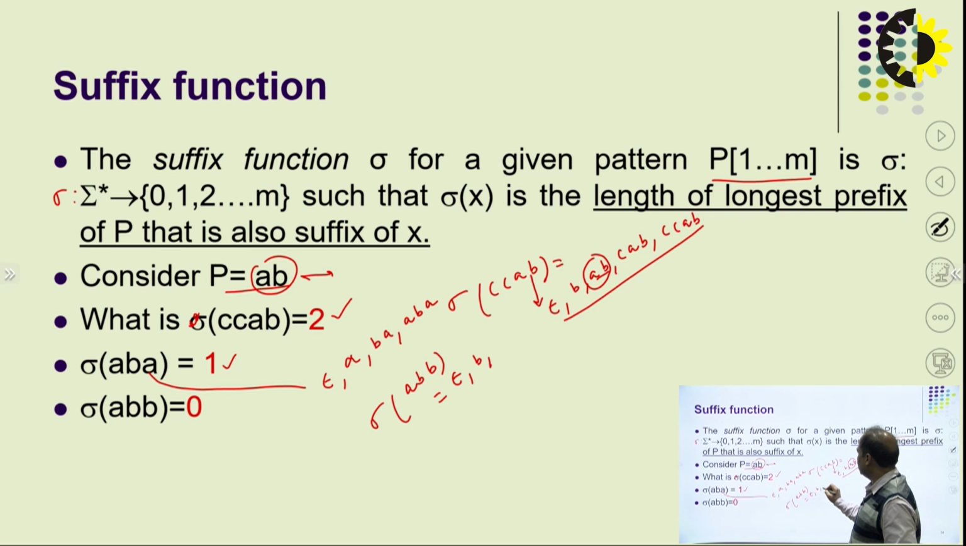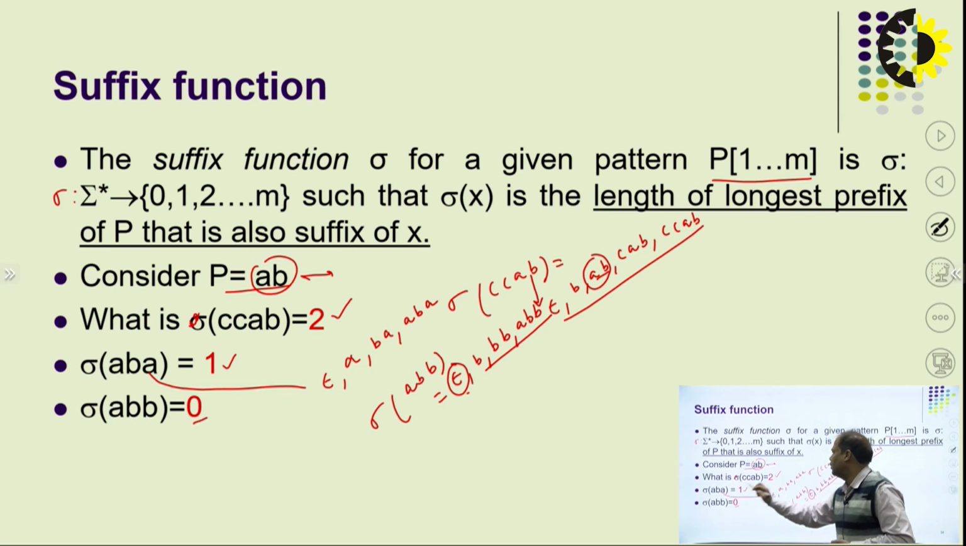Epsilon, then B, then BB, and then ABB. Actually, none of them is a prefix of AB. B is not a prefix of AB, BB is also not, ABB is also not. So only epsilon is the prefix of this pattern. So its length is 0. So that's why sigma of ABB is 0.